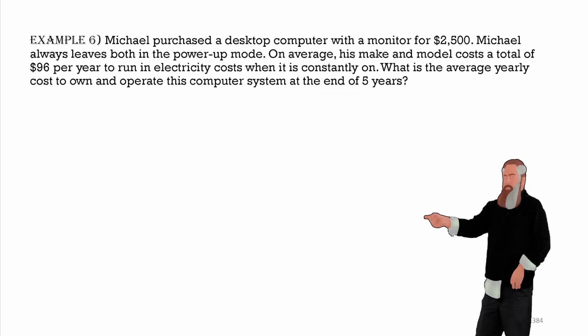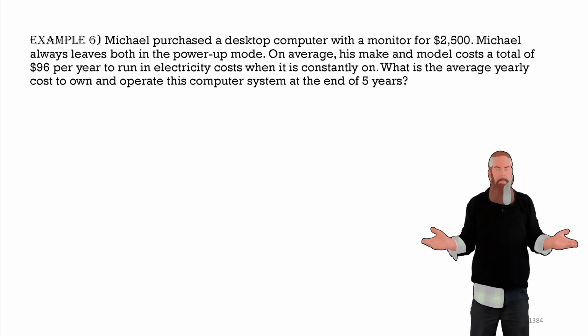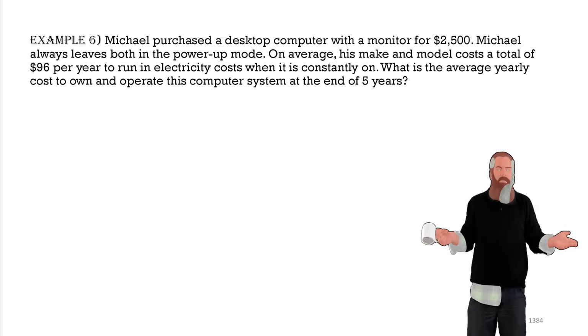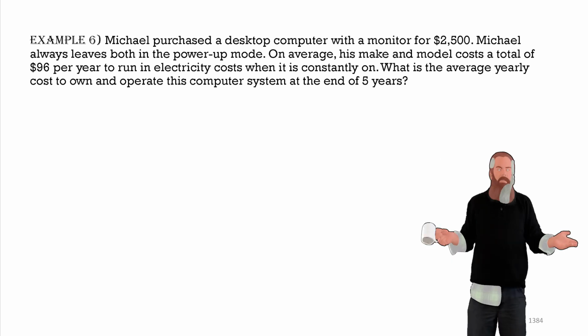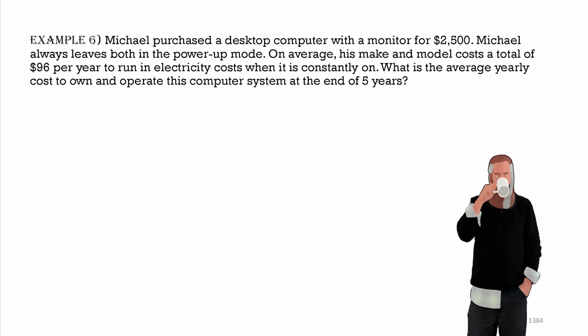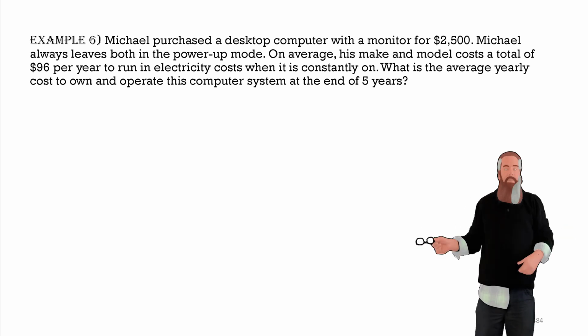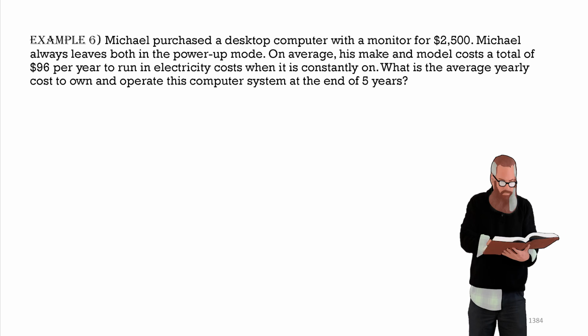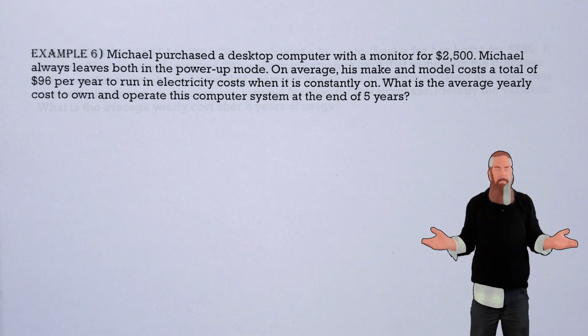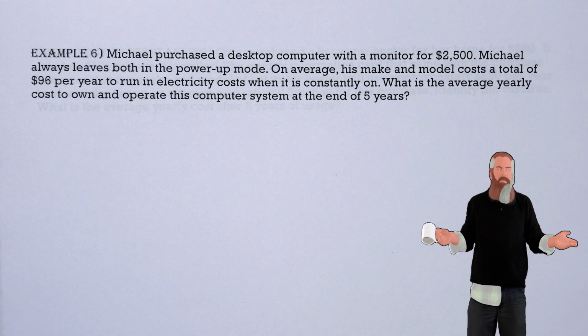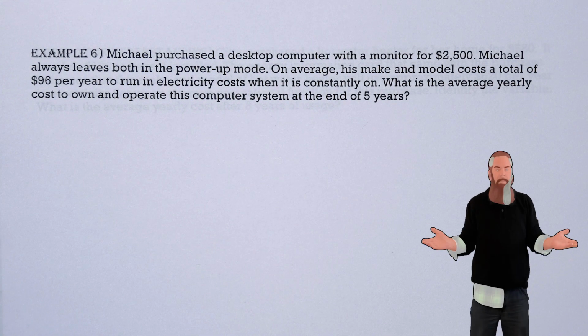So Michael purchased a desktop computer with a monitor for $2,500. Michael always leaves both in the power up mode. On average, his make and model costs a total of $96 per year to run in electricity costs when it is constantly on. What is the average yearly cost to own and operate this computer system at the end of 5 years? Michael's average yearly cost can be modeled by a cost function, which is a combination of the initial purchase price and the accumulating yearly electric expenses.